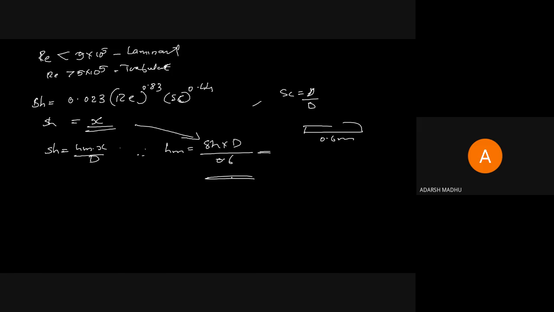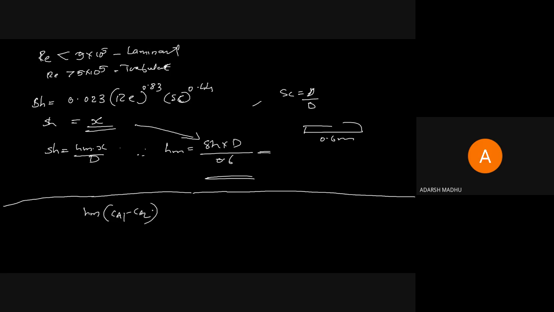So there is another type of problem in your textbook. We have completed, I think, three or four types of questions in the case of convection mass transfer. That is all related to hm into CA1 minus CA2, or hm into that particular value. If hm equals hmc, the question is asking in terms of CA1 and CA2.